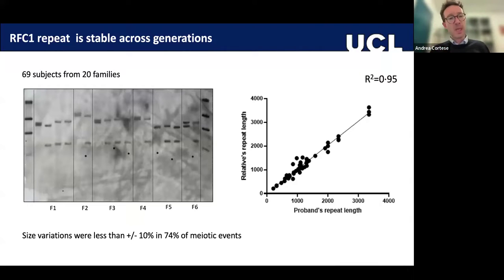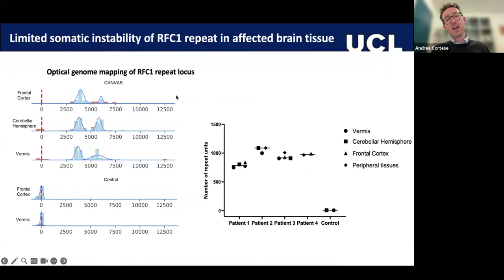This is quite rare. The repeat remains stable over time, and for the scientists on the call, it's also mostly stable somatically, which means the repeat that we measure in blood is the same repeat size that we will measure in the affected brain tissue. Okay, and this is different from other diseases where we saw a striking increase of the size, which justifies why some tissues are more affected than others, in the cerebellum or in other parts of the central nervous system.